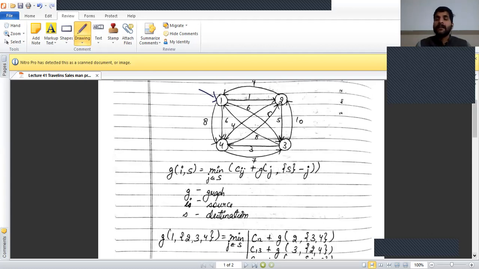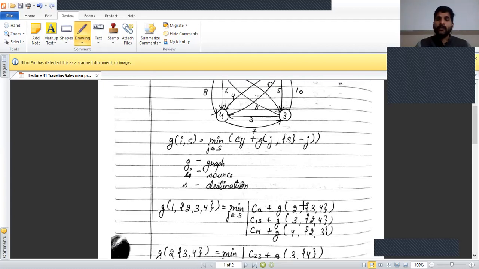But for G(2,3,4) we have two options. From node 2 we can travel to 3 or 4. Similarly, node 3 can travel to node 2 or node 4, and node 4 can travel to node 2 or node 3. Then again we apply the formula to each of these nodes, solve their values, and find the optimum cost of the path.